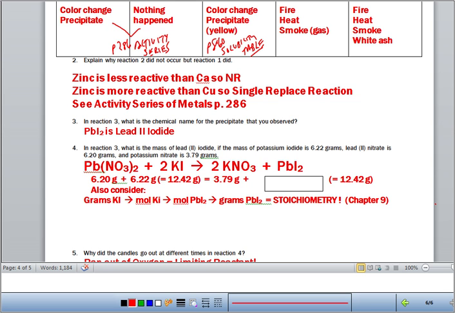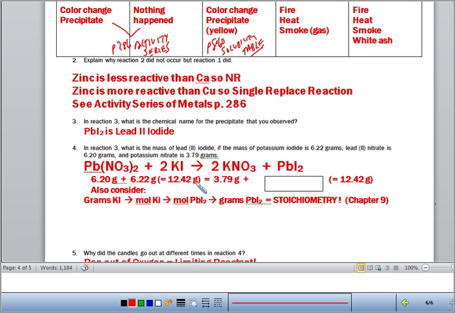Very interesting. The only thing we need is the balanced chemical equation, okay? And this is an example, and it's kind of a good one because it starts out with a very, very basic idea that you learned probably way back in middle school. This says that if we have 6.20 grams of lead 2 nitrate and 6.22 grams of potassium iodide, how many moles of lead 2 iodide must we have? It also gives you the mass of potassium nitrate.